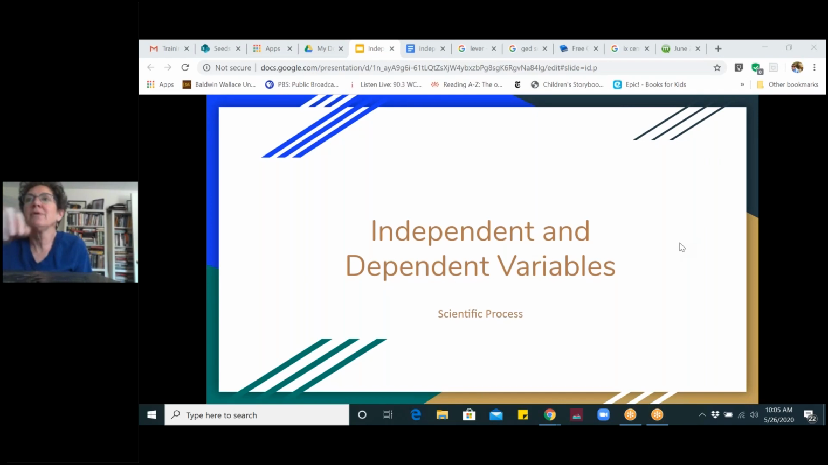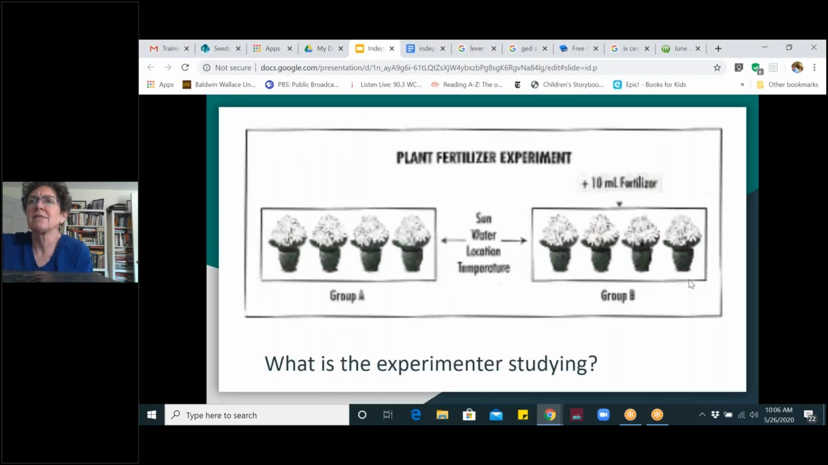So today we are talking about independent and dependent variables in the scientific process. This is a concept that I have found confusing myself, and I've noticed that students are frequently confused by this, which is why I wanted to talk about it. So let's see what we can uncover about independent and dependent variables in science.